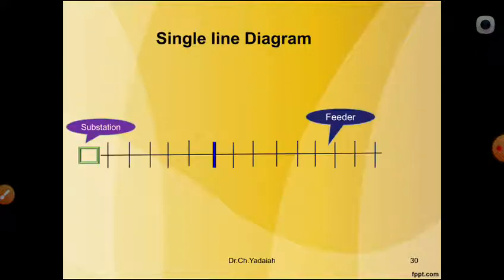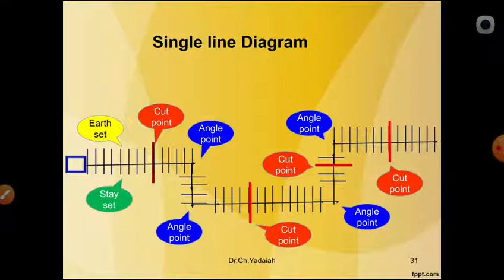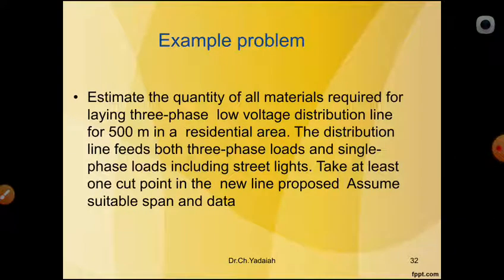Here we are going to draw the single line diagram. Sometimes they will give the cut point, which you can see in red color. In this case at the cut point we are going to use extra stay wires, and disc insulators or shackle insulators on the two sides. At an angle point also we are going to use the stay set as well as strain insulators. These are the things you have to remember: whether the feeder or distributor is straight, or goes at some angle, then what precautions you are going to take. Simple. Now let us do one problem.